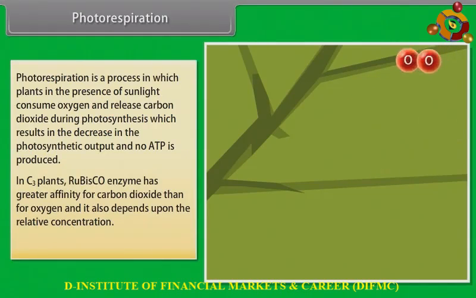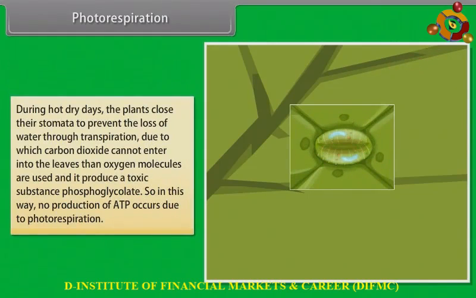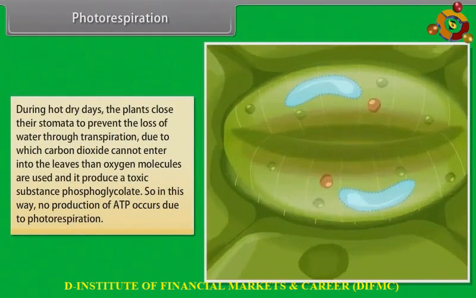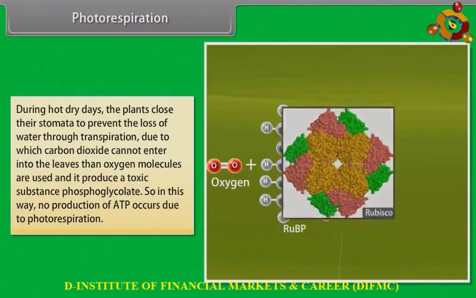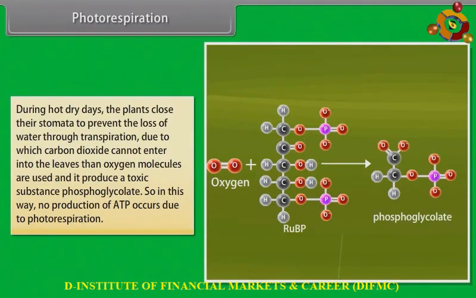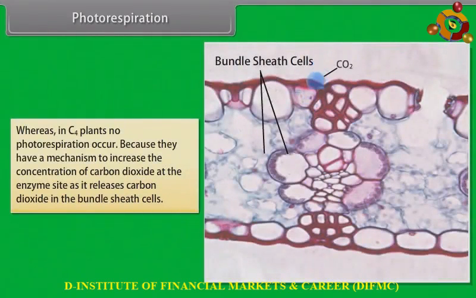relative concentration. During hot, dry days, the plants close their stomata to prevent the loss of water through transpiration, due to which carbon dioxide cannot enter into the leaves, so oxygen molecules are used and it produces a toxic substance, phosphoglycolate. So, in this way, no production of ATP occurs due to photorespiration. Whereas in C4 plants, no photorespiration occurs because they have a mechanism to increase the concentration of carbon dioxide at the enzyme site, as it releases carbon dioxide in the bundle sheath cells.